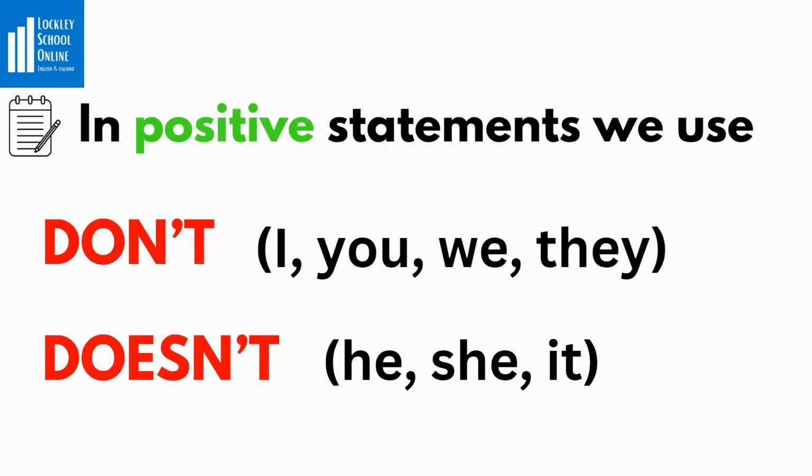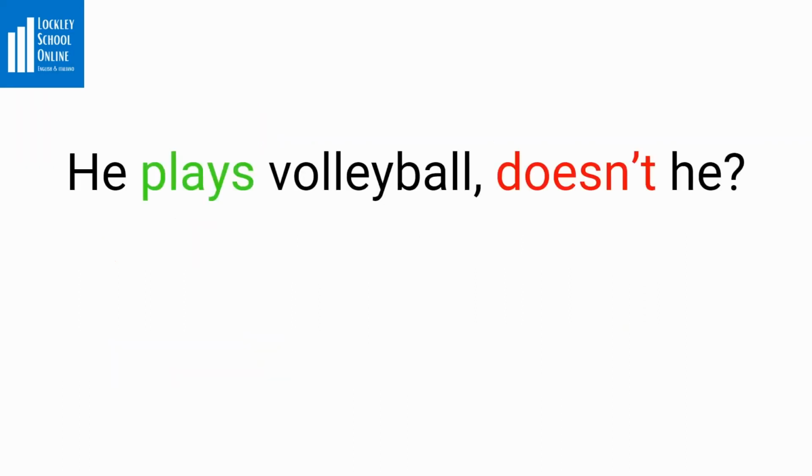Here's an example. In positive statements, we use don't. So don't I, don't you, don't we, don't they. And we use doesn't for he, she, and it. For example, he plays volleyball, doesn't he? Here we've got the positive plays. It's not an auxiliary verb, it's not the verb to be, it's not a modal verb. So he plays, it's positive, we're talking about he, so we're going to use the negative doesn't. So he plays volleyball, doesn't he?